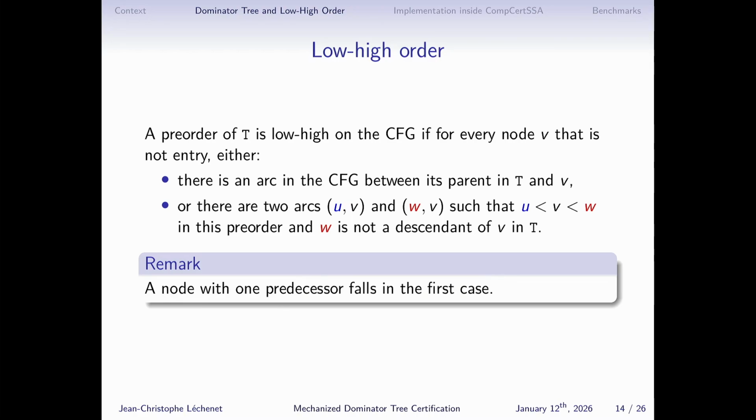A low-high order is a pre-order on the tree, and every node needs to fulfill one of these conditions. Either there is an incoming edge to V from the parent of V in the tree, or V has two predecessors, one that is smaller and one that is greater in this order, and the greater one is not a descendant of V in the tree. The really interesting case is the second one, but it applies only for nodes that have at least two predecessors, and the other ones fall trivially in the first case.